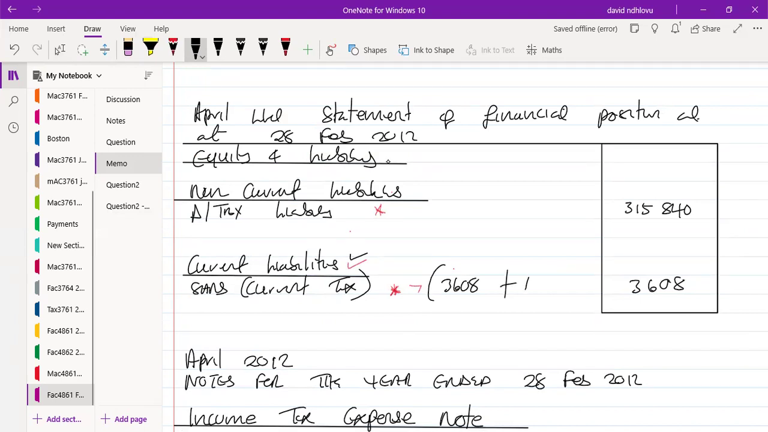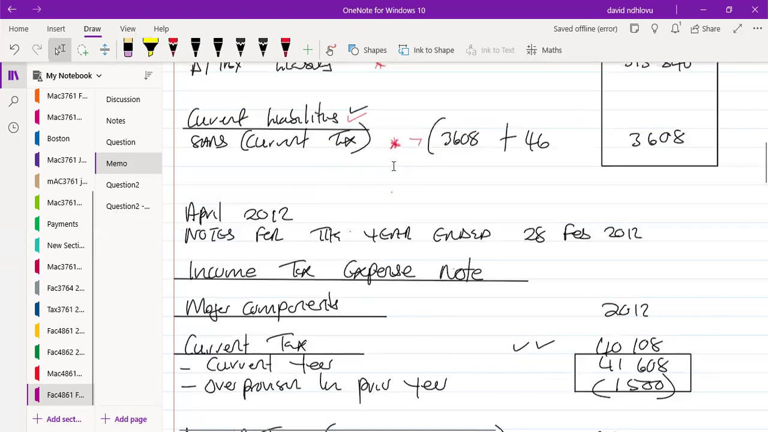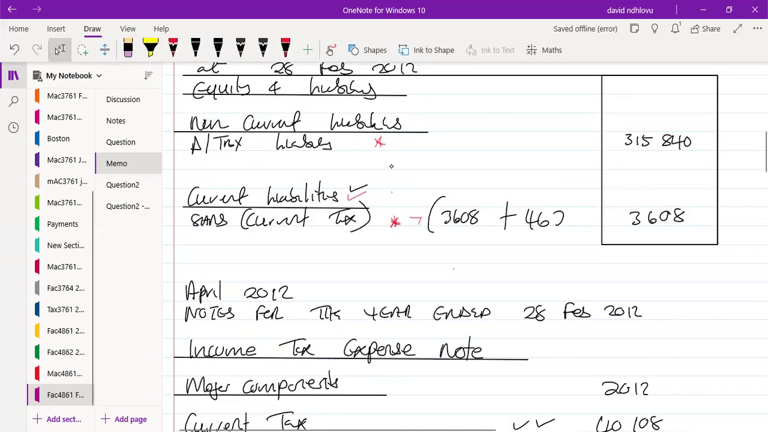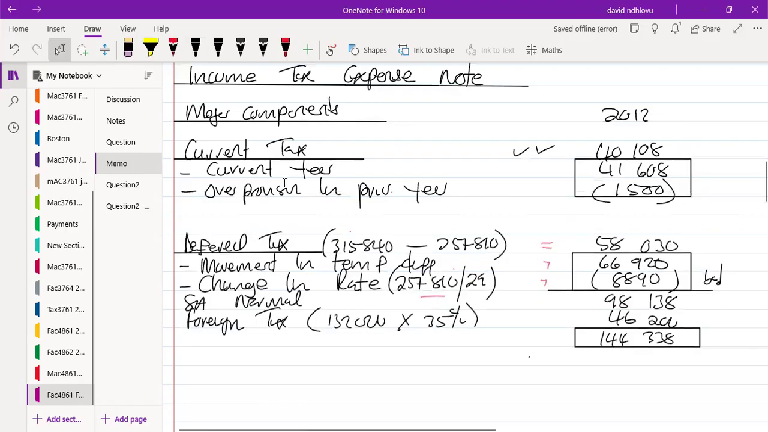3608 plus 46,200. Right, if they had said the company has already paid foreign tax, we would not have included it here, we would not be owing anyone. But we are owing for foreign tax plus current tax 3608. So overall, we are owing 49 here. Right, I put the 36 before checking whether we paid this amount or not. Right, any questions, good people, on what we have on the board?